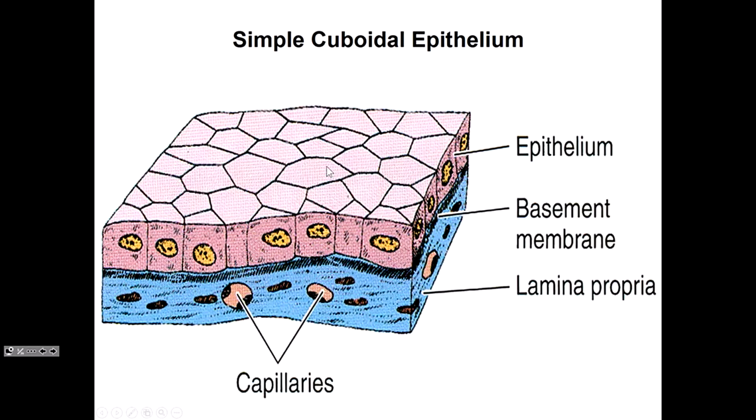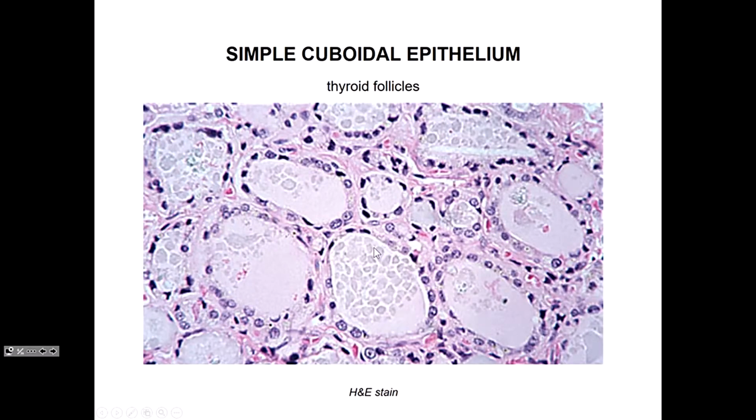So here our next example is simple cuboidal. Again, we look for the basement membrane or a different type of appearance. Here's a basement membrane, and then the cells above the basement membrane are cube-shaped. So clearly it's a cuboidal epithelium, and there's one layer of cells, so it's simple. Okay, simple cuboidal.